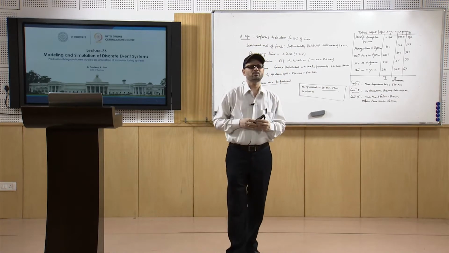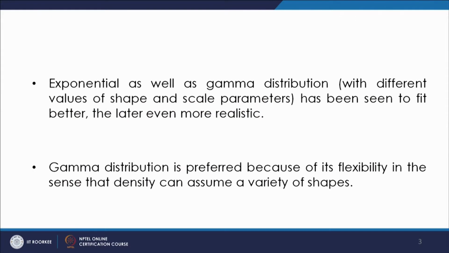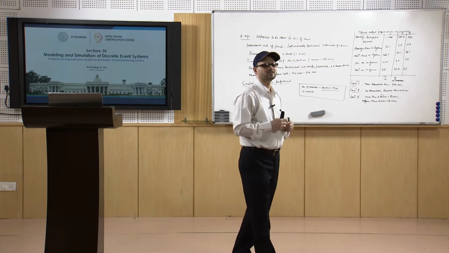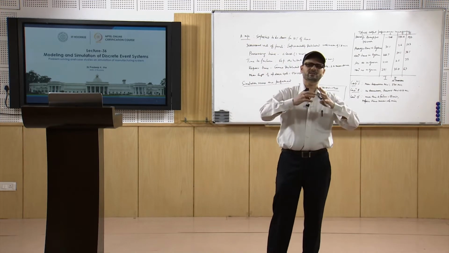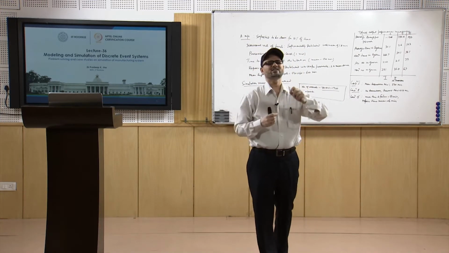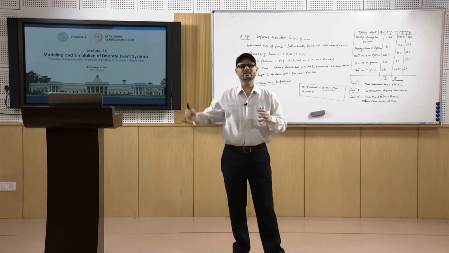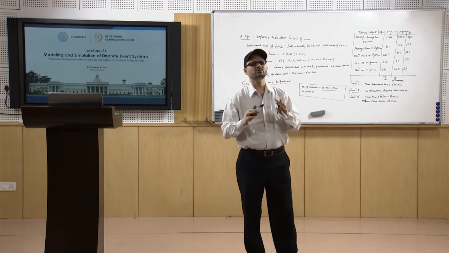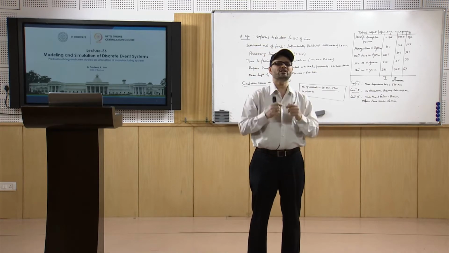So, exponential as well as gamma distribution with different values of shape and scale parameters has been seen to fit better. Even the gamma distribution is said to be more flexible, because with the changing shape parameter, the density curve takes different shapes. So, the gamma distribution is seen to be more realistic.